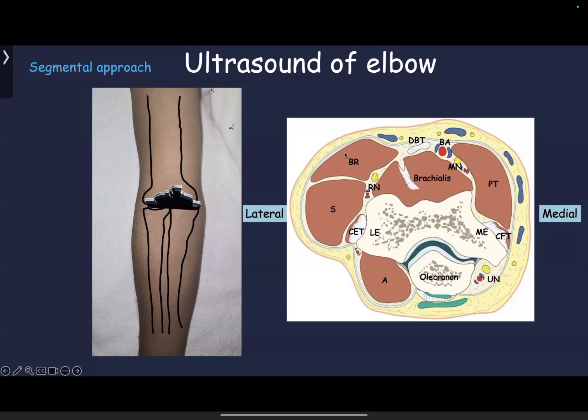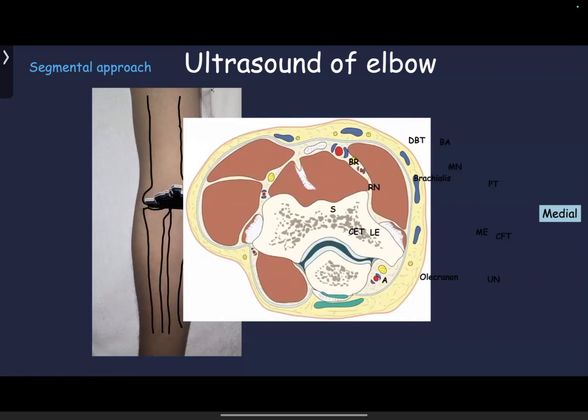If you go laterally, we have the brachioradialis muscle. In between the brachialis and brachioradialis, we have the radial nerve, and the lateral-most structure is the supinator. Posteriorly, we have the anconeus, and posteromedially the ulnar nerve. And this anterior-most structure is the distal biceps tendon. Right?